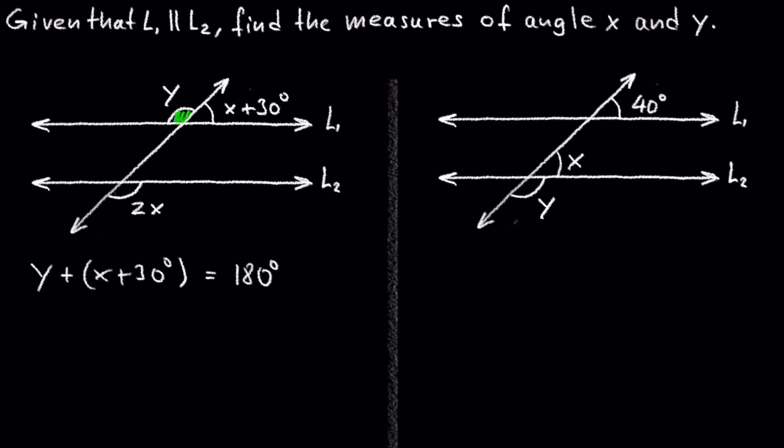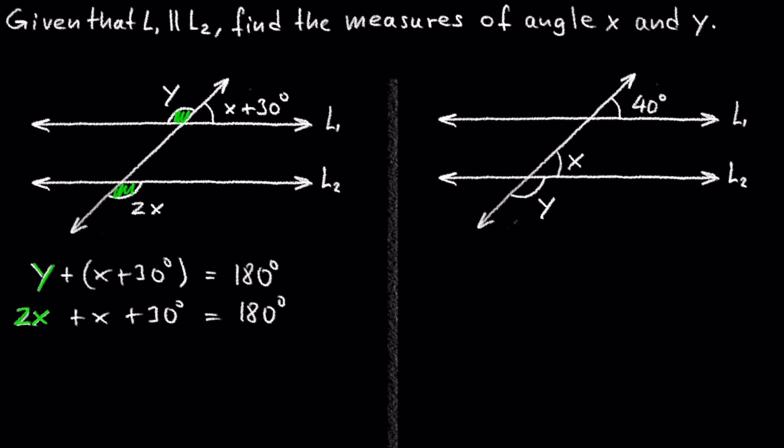Y and 2x have the same measure because they are alternate exterior angles. So when y is, for example, 100 degrees, then 2x is also 100 degrees. Therefore, we can write y equals 2x. So let's substitute the y with 2x. And we get 2x plus x plus 30 degrees equals 180 degrees.